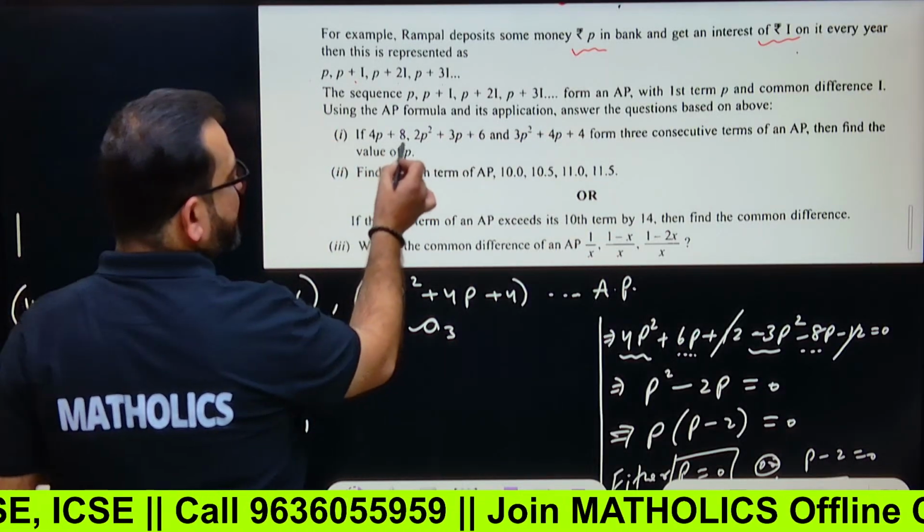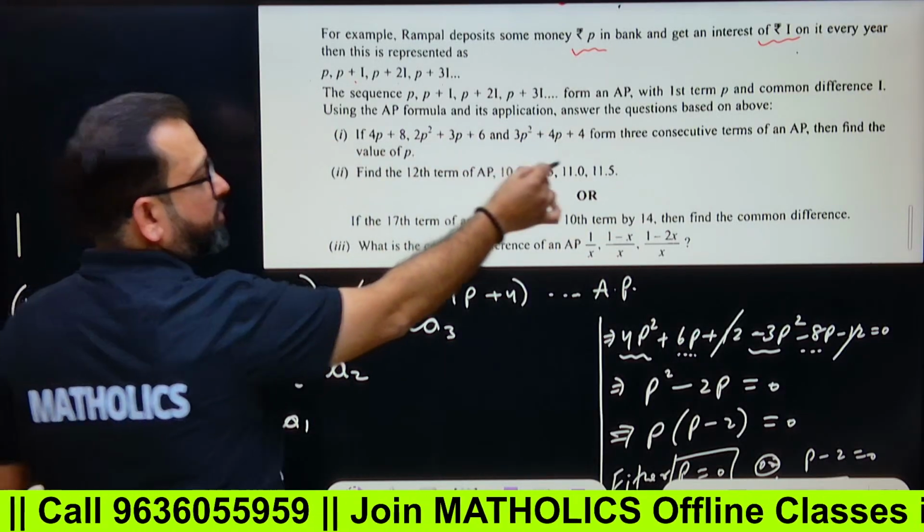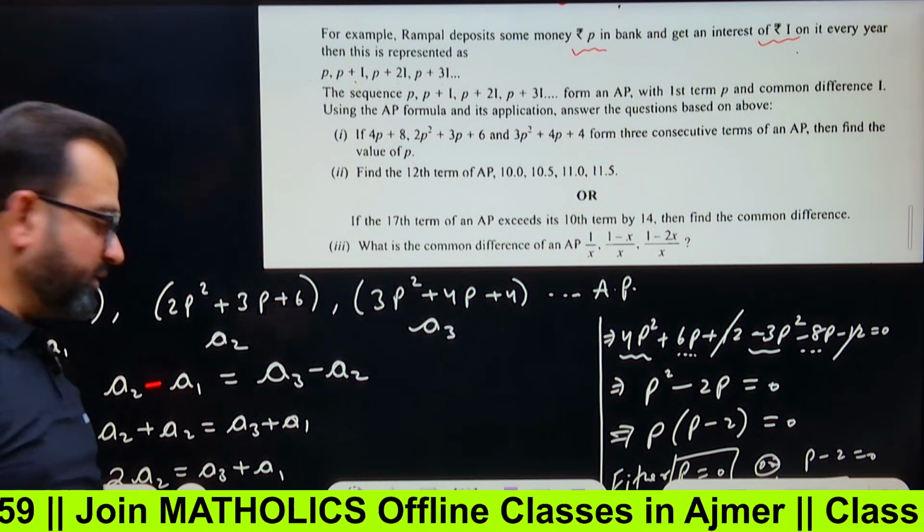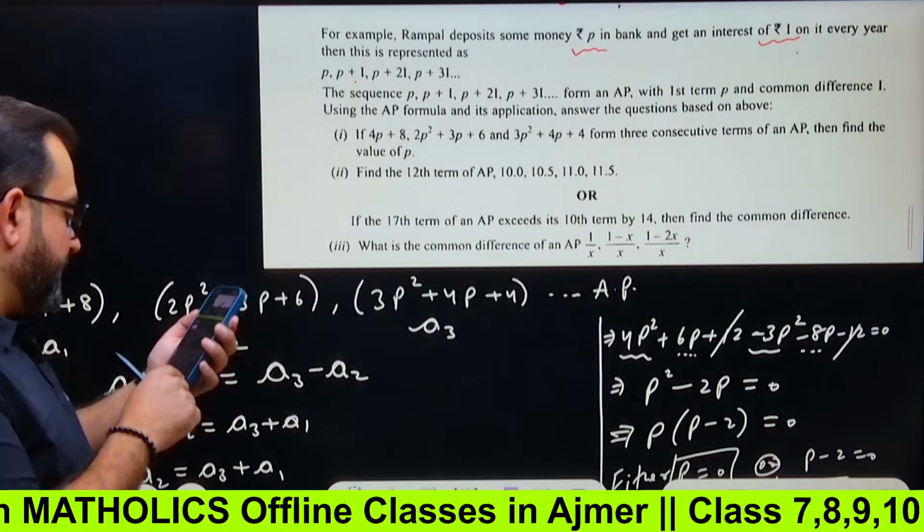If 4P plus 8, 2P square plus 3P plus 6, and 3P square plus 3P plus 8 are given, and they form 3 consecutive terms of an AP, then find the value of P. How to find the value of P? These are consecutive terms of the AP.